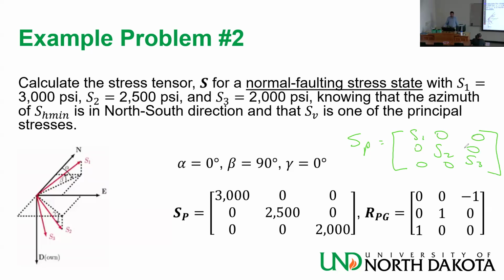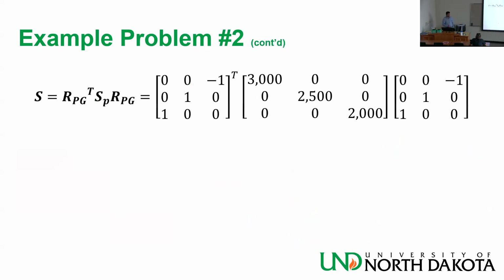The biggest of the 3 is the S1, 3000, comes here. The intermediate is 2500, S3 is 2000. So I have my SP, I have my RPG, I want to find my S, the stress tensor S. So now I input the equation from that slide with the Euler matrix. I basically have RPG transpose.